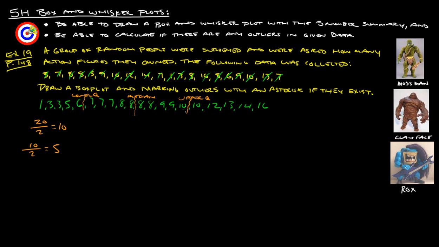So now we have enough information to figure out what our interquartile range is, right? The interquartile range is going to be the upper quartile minus the lower quartile. In this case, the average of 10 and 10 is 10. And then our lower quartile is the average between 6 and 7, which is 6.5. So our interquartile range is 10 minus 6.5, which gives us 3.5.